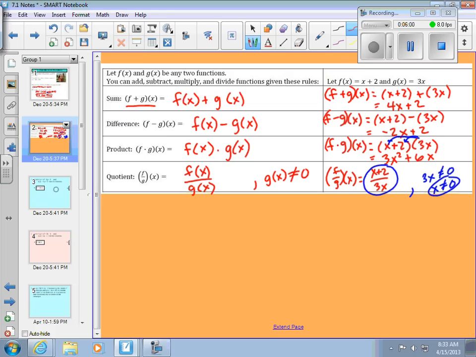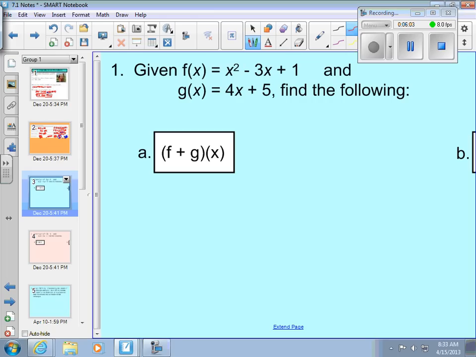All right, let's try some examples. On number 1, they want us to first add, or find the sum of, function f and function g. Well, all you got to do is go through and add these together. So this would equal x squared minus 3x plus 1 plus the other function g, which is 4x plus 5. If you're adding functions, all you got to do is add like terms. Our first term here, x squared, there doesn't appear to be any other x squared terms. That just goes right to our answer.